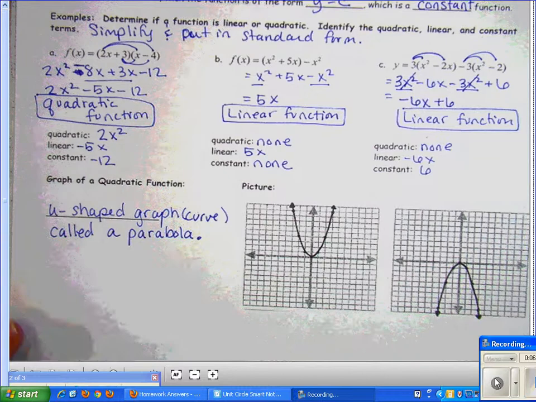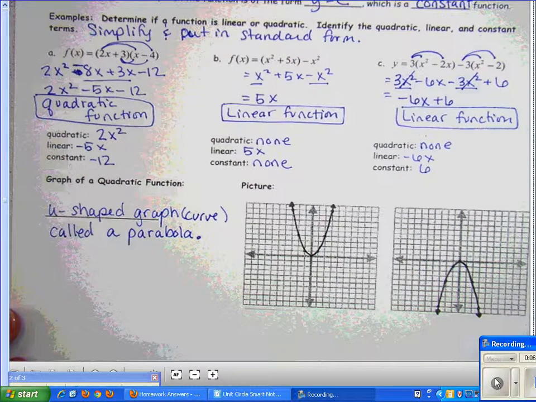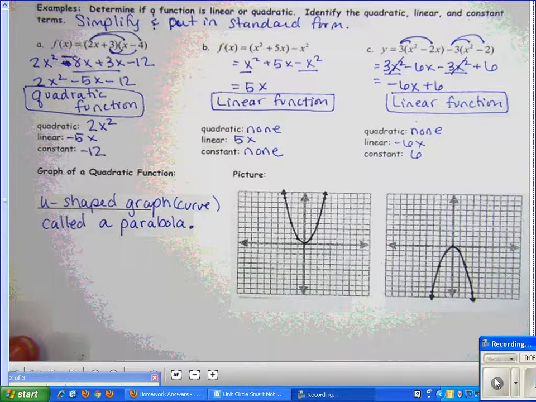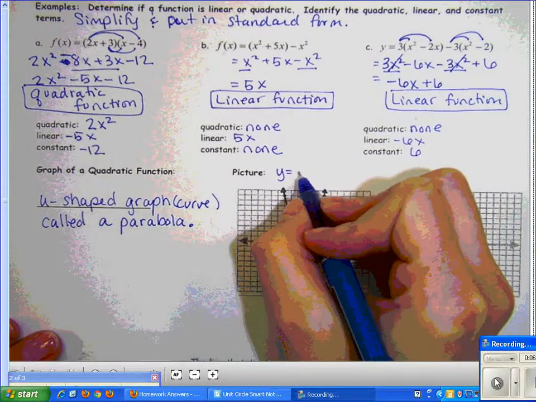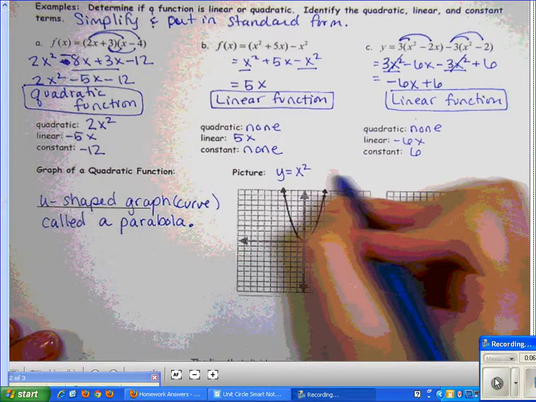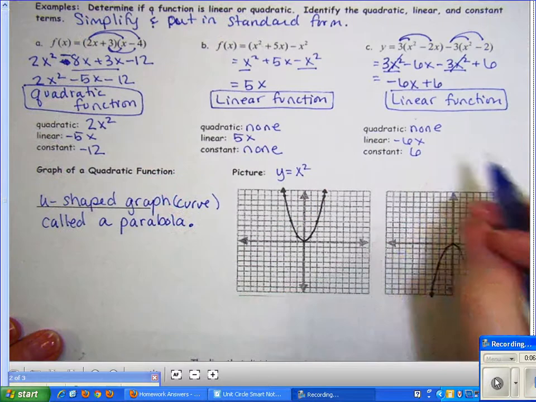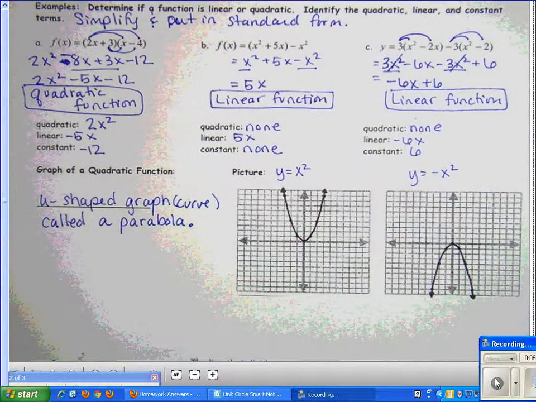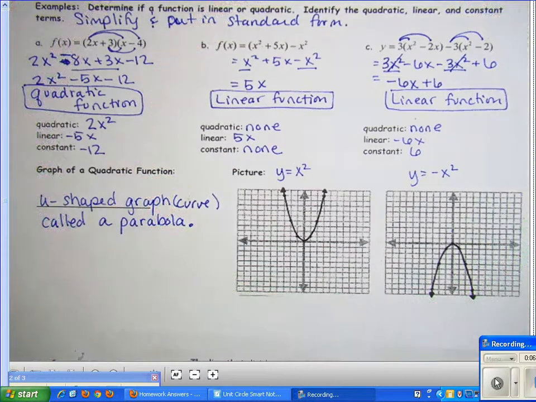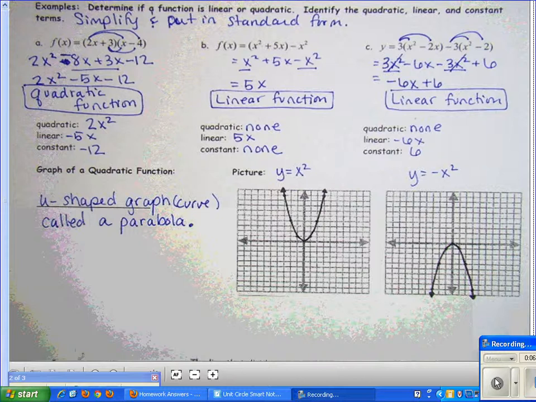Now we have our parent graphs, which is how our shapes are going to move from these two different graphs. So for this first graph right here, this is y equals x squared, and this one right here, when it's opening downwards, is y equals negative x squared. So these two are the smallest shapes that we have for our quadratic functions, so they're the parent functions.